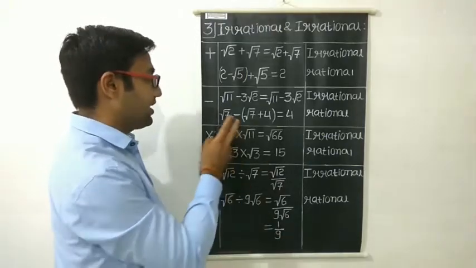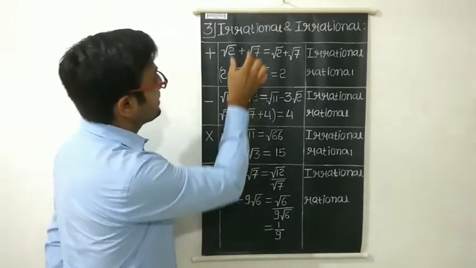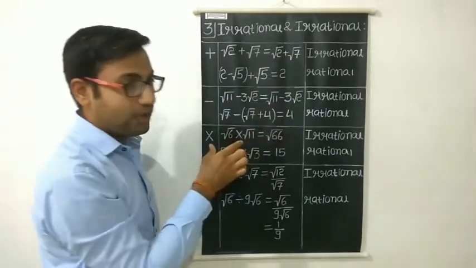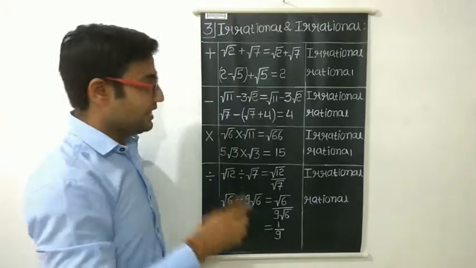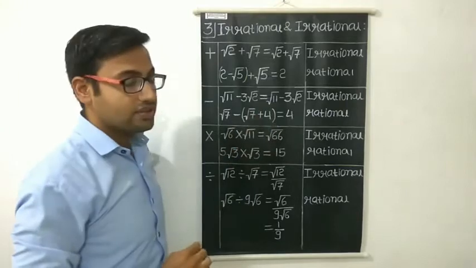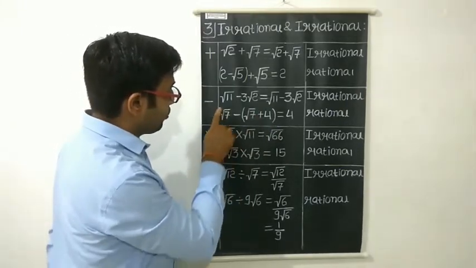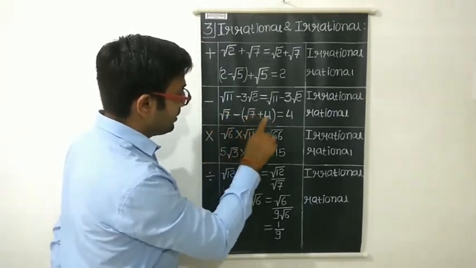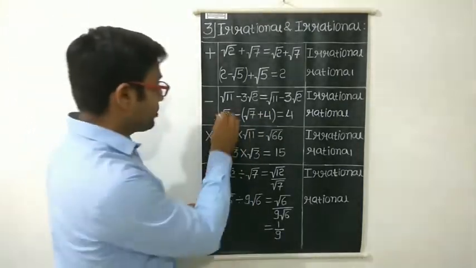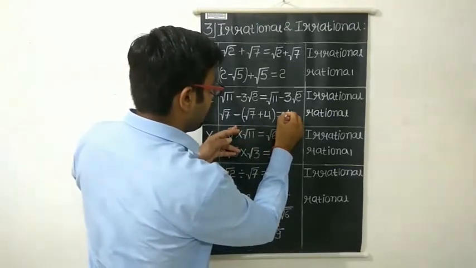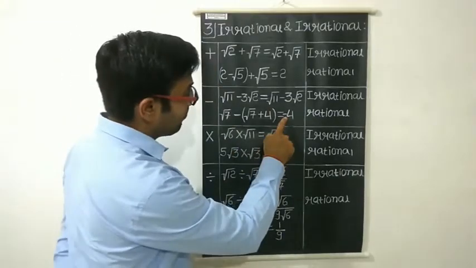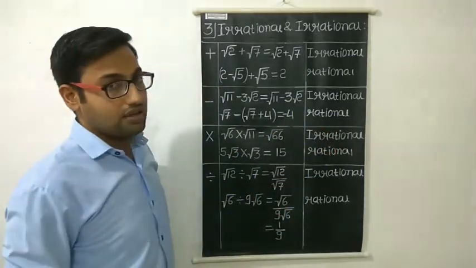Now we will see the second example. This root 7 is the first irrational number. This root 7 plus 4 is another irrational number. Yes, we can take this number as an irrational number because root 7 plus 4 is an irrational number. So the subtraction here is root 7 minus (root 7 plus 4). The root 7 cancels out, and we get minus 4 as a result. Right? And what kind of number is minus 4? Minus 4 is a rational number.